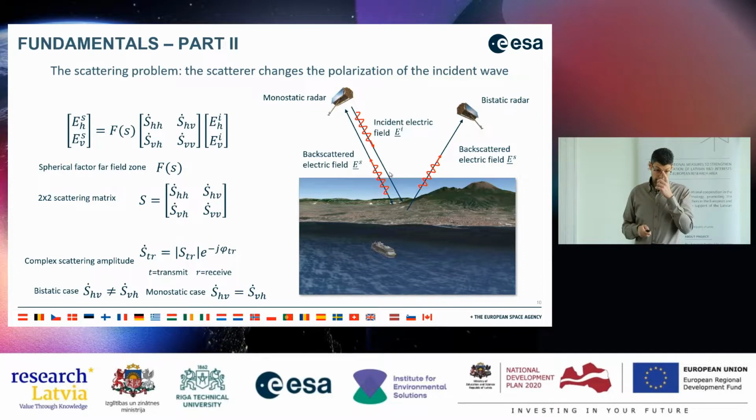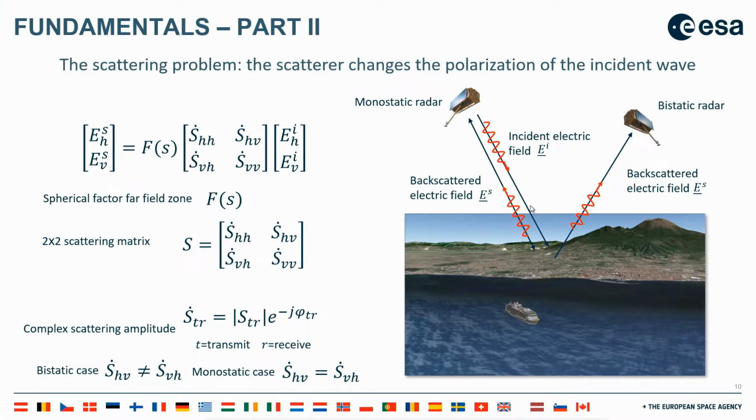Another point is that each component of the scattering matrix is a so-called complex scattering amplitude. It's composed of an amplitude and a phase. You might have got this information also from yesterday's lecture about interferometry. So also in polarimetry, we make use of the phase information. It's not only the strength, but also how the phase between the incident and incoming waves is measured, right?